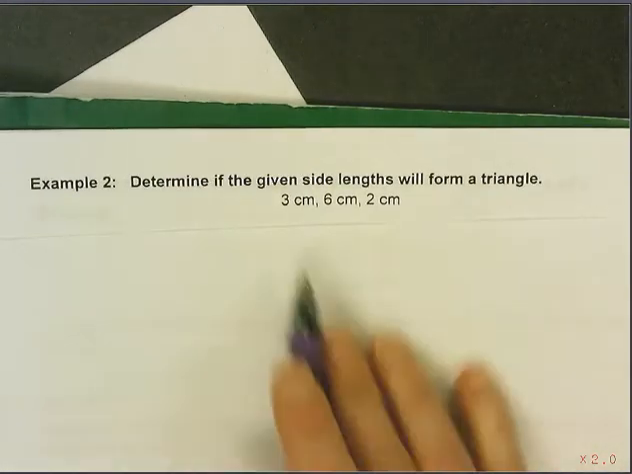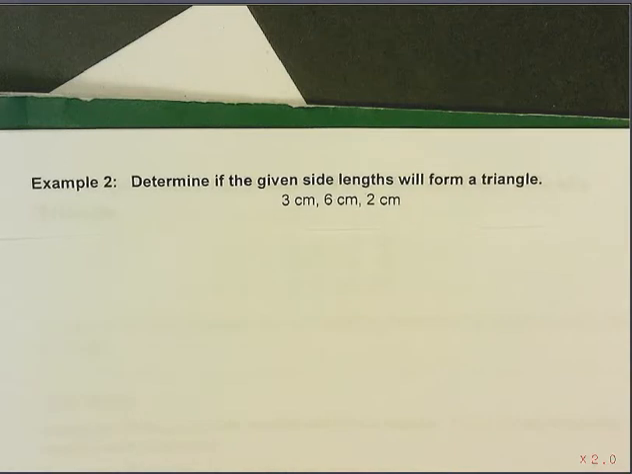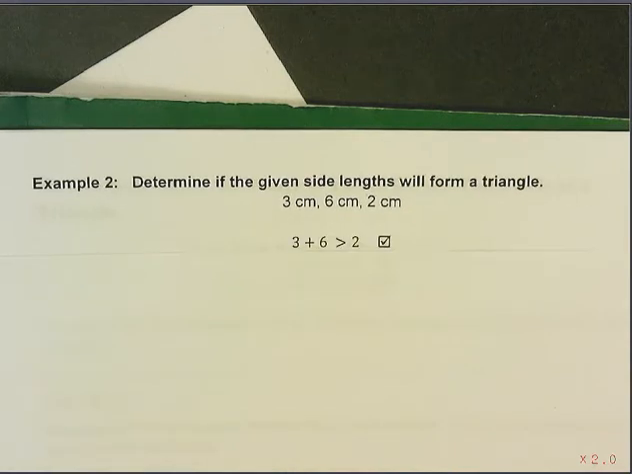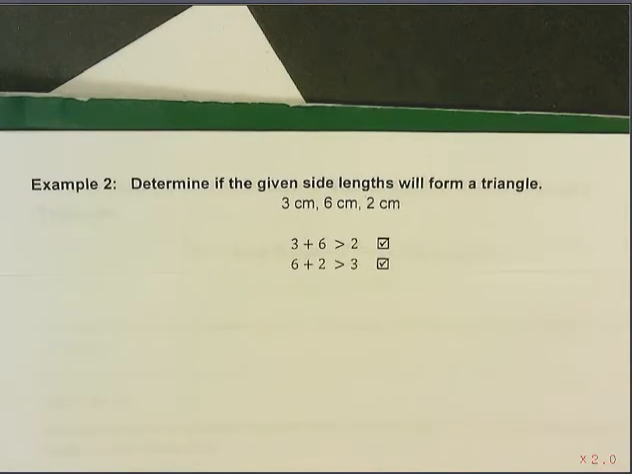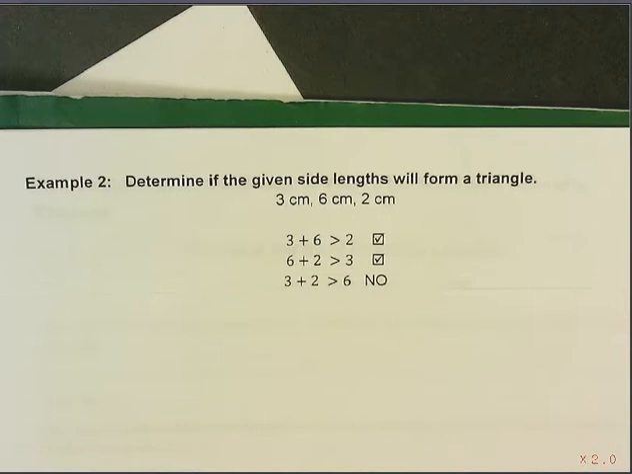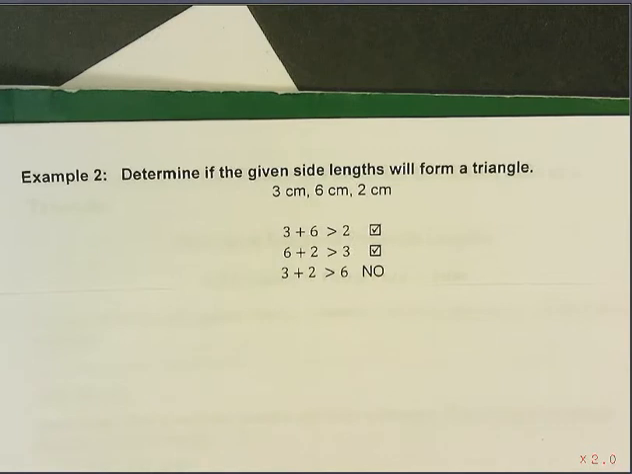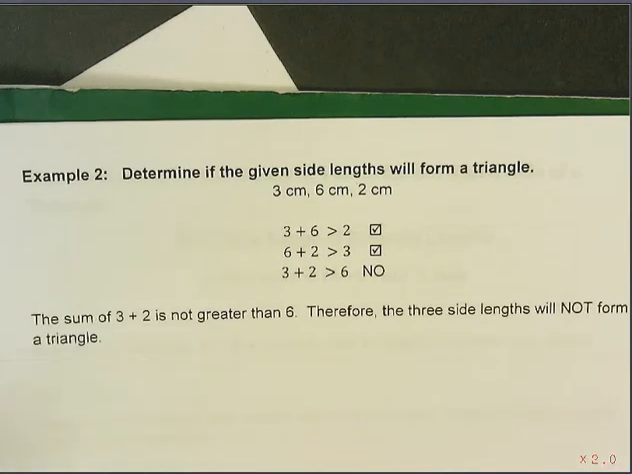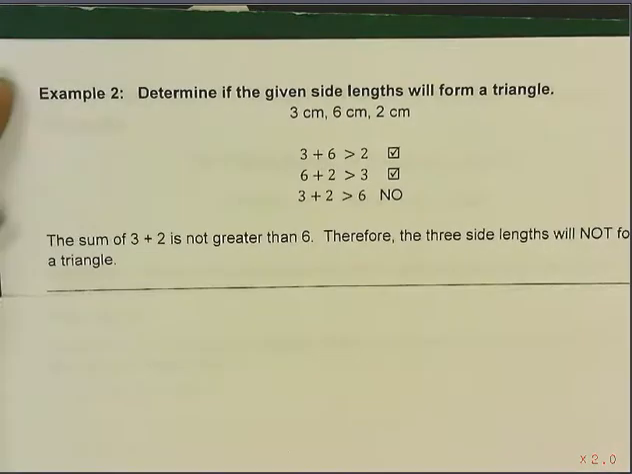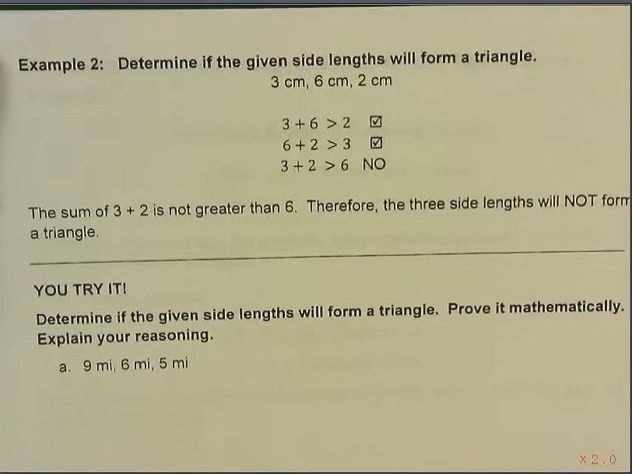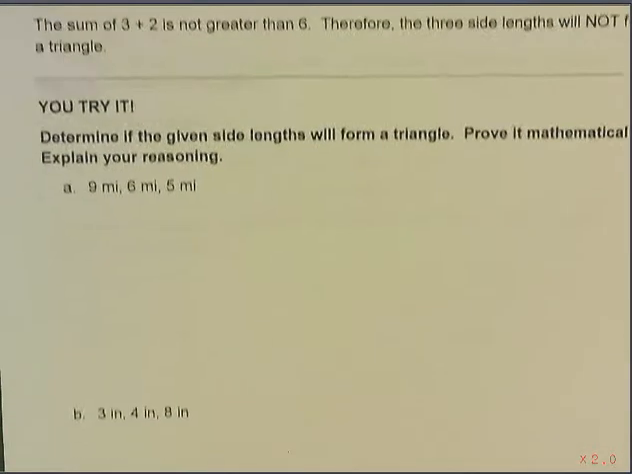we have a 3, 6, and a 2. So once you go through checking all the side lengths, 3 plus 6 is greater than 2. 6 plus 2 is greater than 3. But 3 plus 2 is not greater than 6. So because one of the inequalities does not hold true by the triangle inequality theorem, it's impossible to form a triangle. Okay, so now you're going to try these 2.